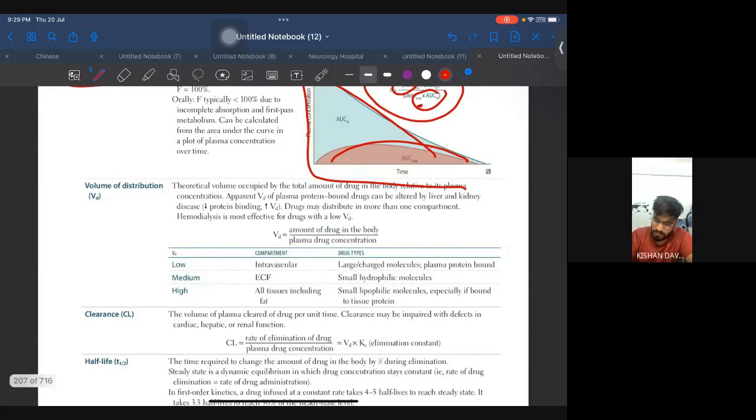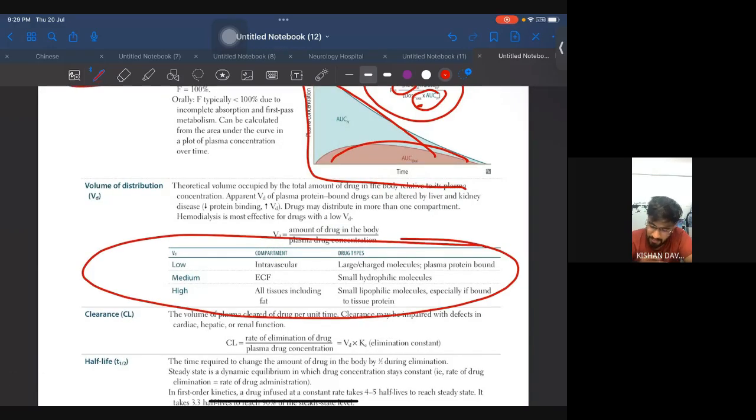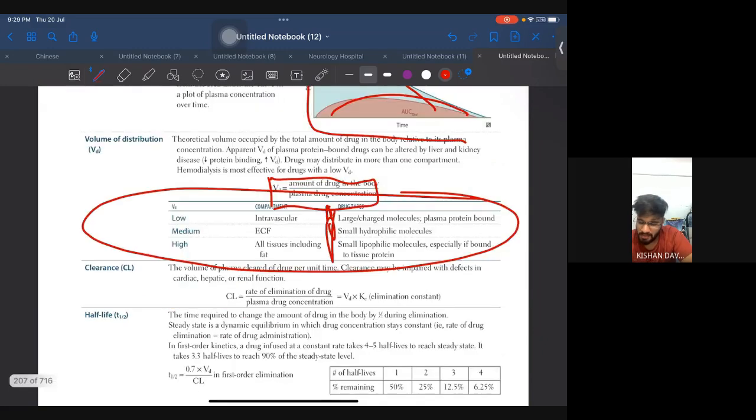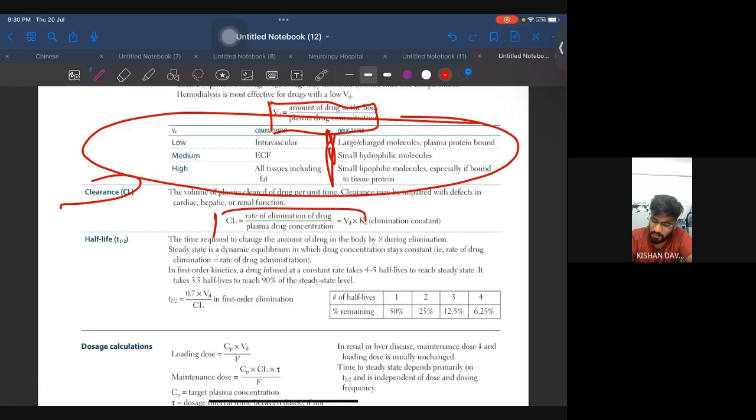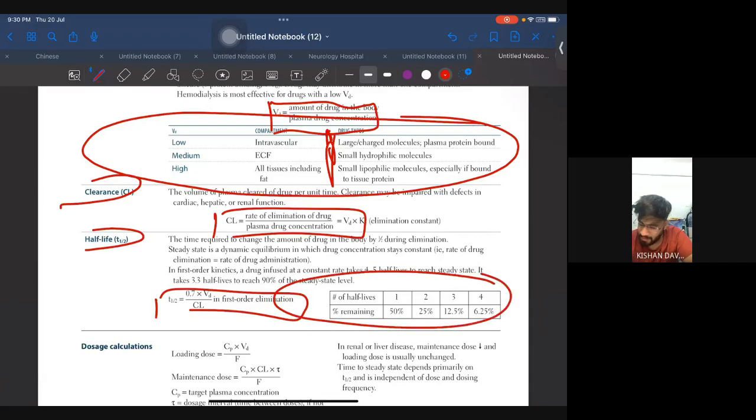Volume of distribution. Remember this table. They have given which types show low volume of distribution. I don't see any question has come for calculation of volume of distribution, still remember the formula. Half life, remember the formula, and remember this table. First half life 50%, second 30%, all those things.